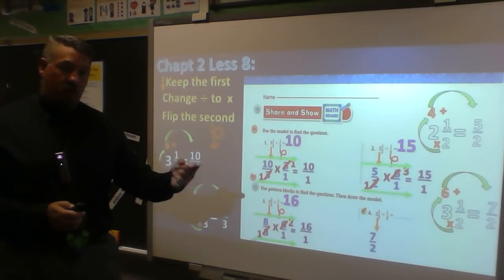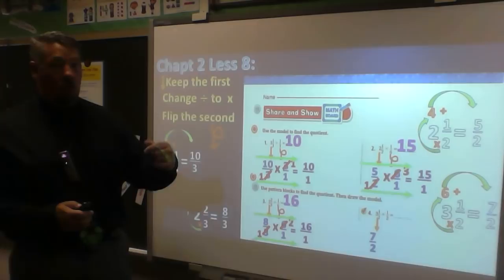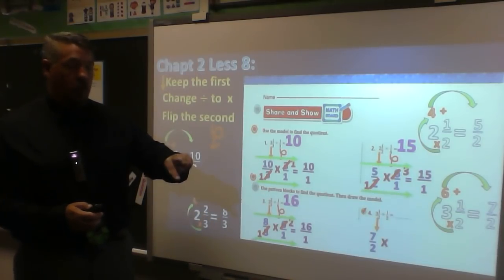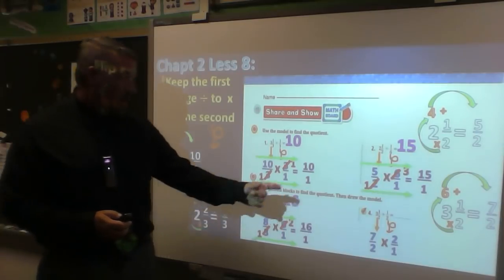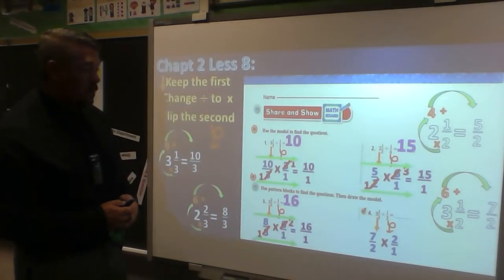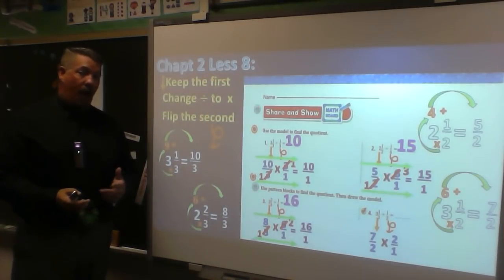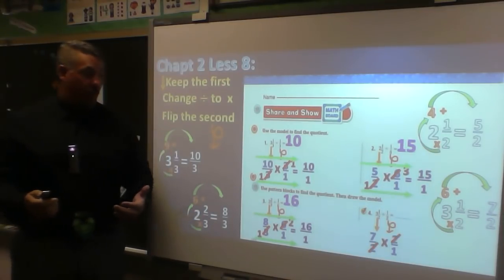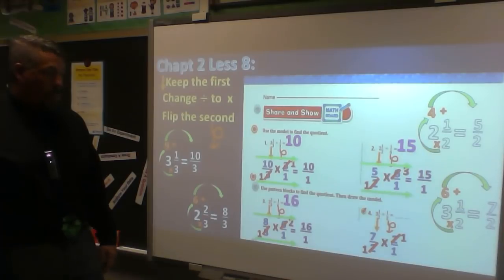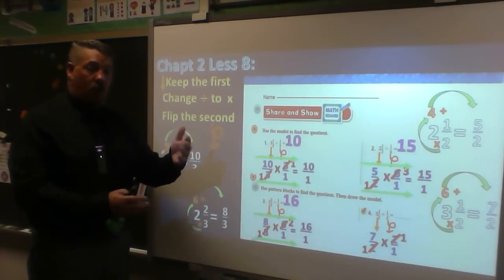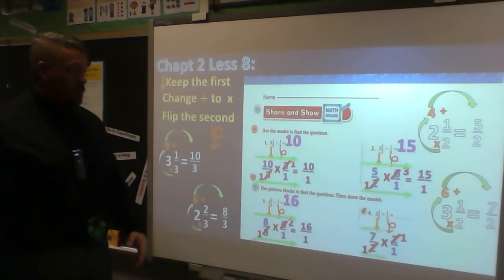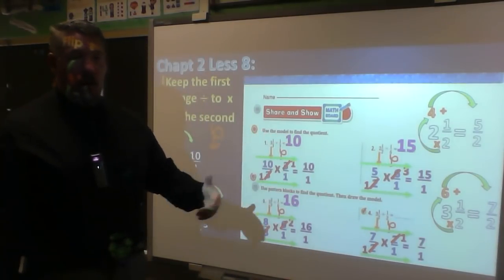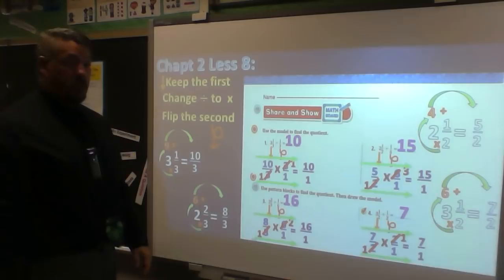Then I change division to multiplication, right? And then I flip the second fraction. So instead of 1/2, I have 2 over 1. Notice I have 2's that are diagonal to one another. Those cancel out and they both become 1's. Now I'm left with 7 times 1 and 1 times 1, which gives me 7 over 1 as an answer. And therefore I know my numerator is just a whole number of 7.